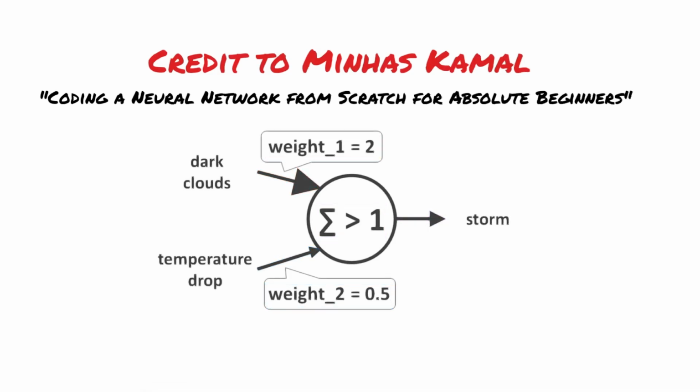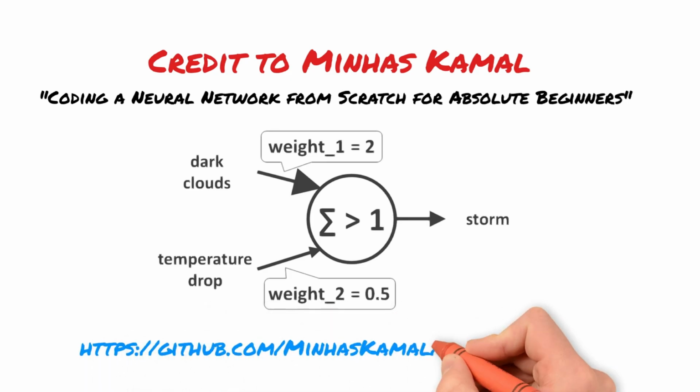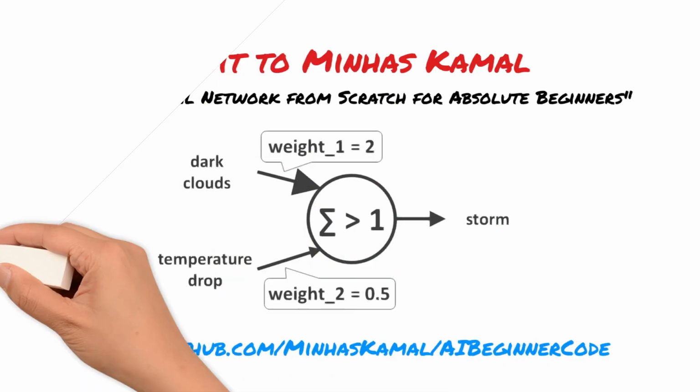For example, if there's only a temperature drop, the sum of the weighted inputs will be less than 1, so no storm. But if the dark clouds and a temperature drop appear, that's greater than 1, so a storm is predicted. And again, make sure to check out Minhaj's GitHub and article for more information.